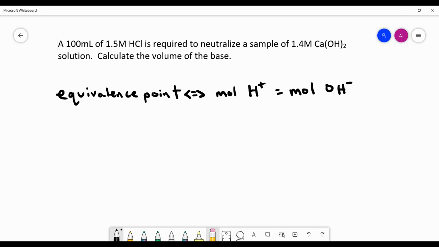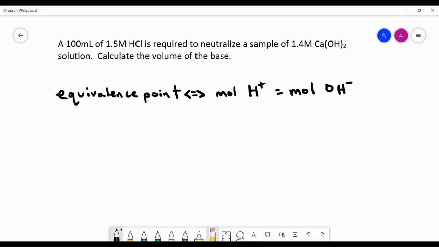I'm given a volume and a concentration of the acid, and I'm telling you that it's neutralizing a sample of a base, and I'm trying to find out the volume of that base. Now, because this is a chemical reaction, you can solve this problem using regular stoichiometry methods. However, because acid-base neutralization problems come up so often, there is a shortcut which allows you to do an equation rather than doing all the steps in stoichiometry.